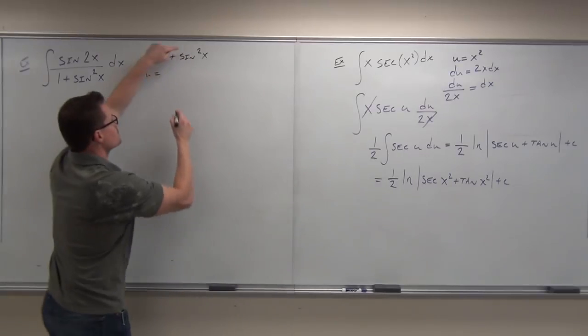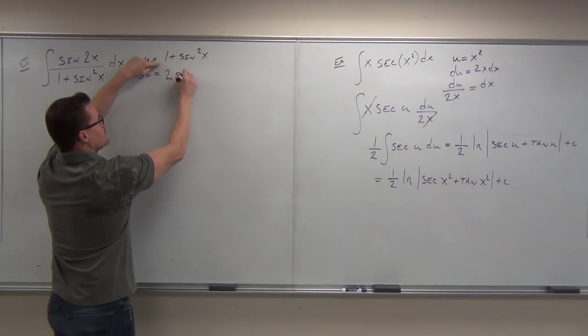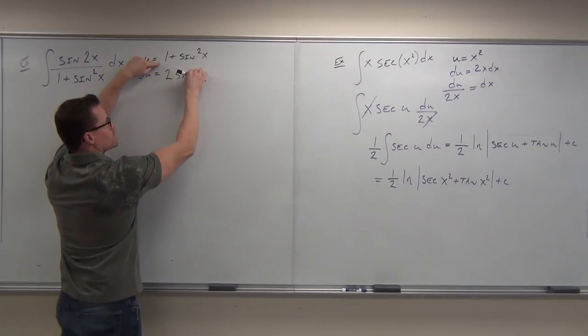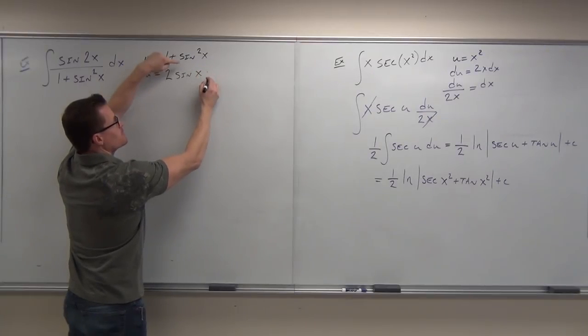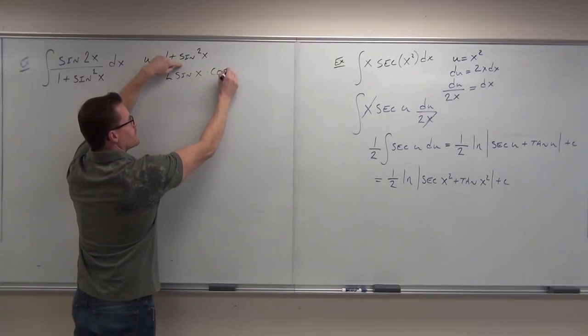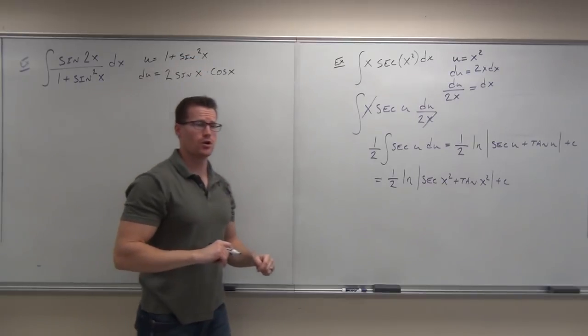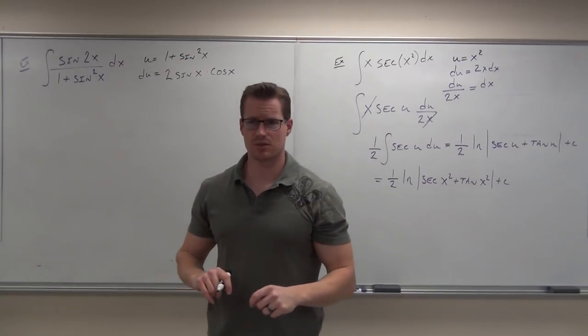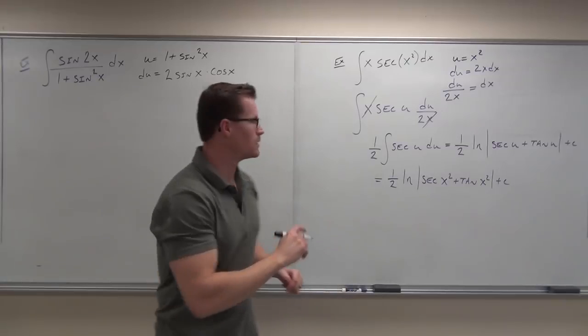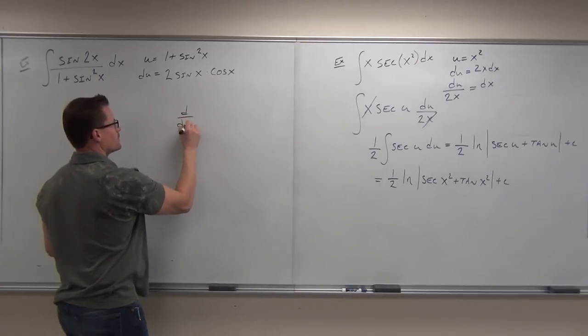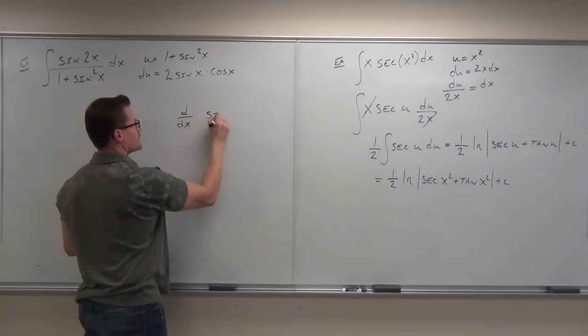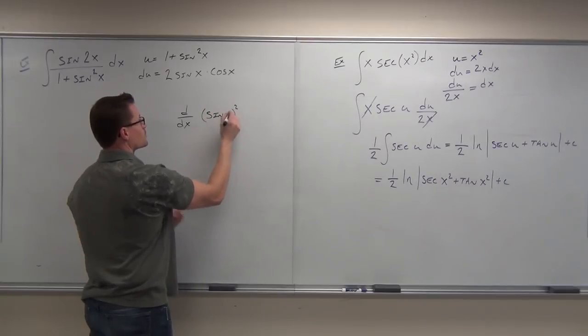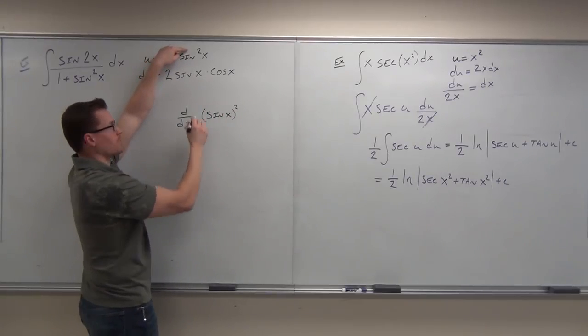We'll bring down the 2. We'll leave the inside alone. We'll subtract 1 from the exponent, and we'll multiply by the derivative of the inside. I want to know if you're okay with 2 sine x cosine x. Not so much? Derivative of sine x squared, that's what this means. You have to know that part, okay?